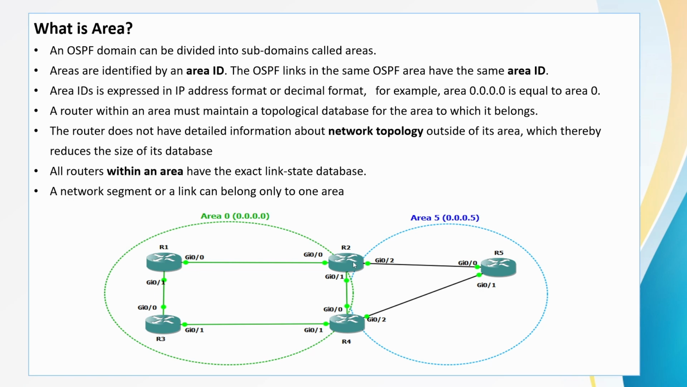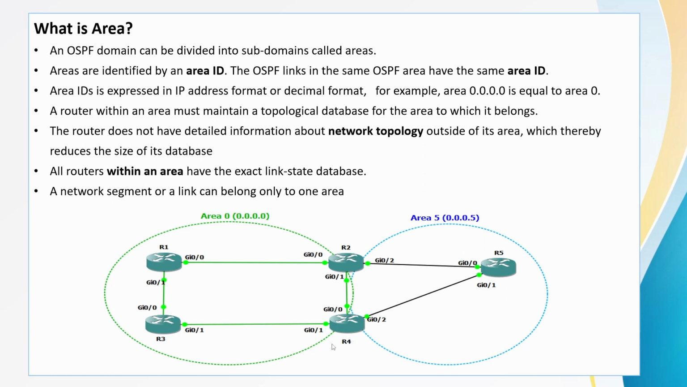R2 and R4 are special. R2 belongs to area 0 and also belongs to area 5. So R2's link state database contains the information about area 0 and also the information about area 5. The same thing is true for R4.